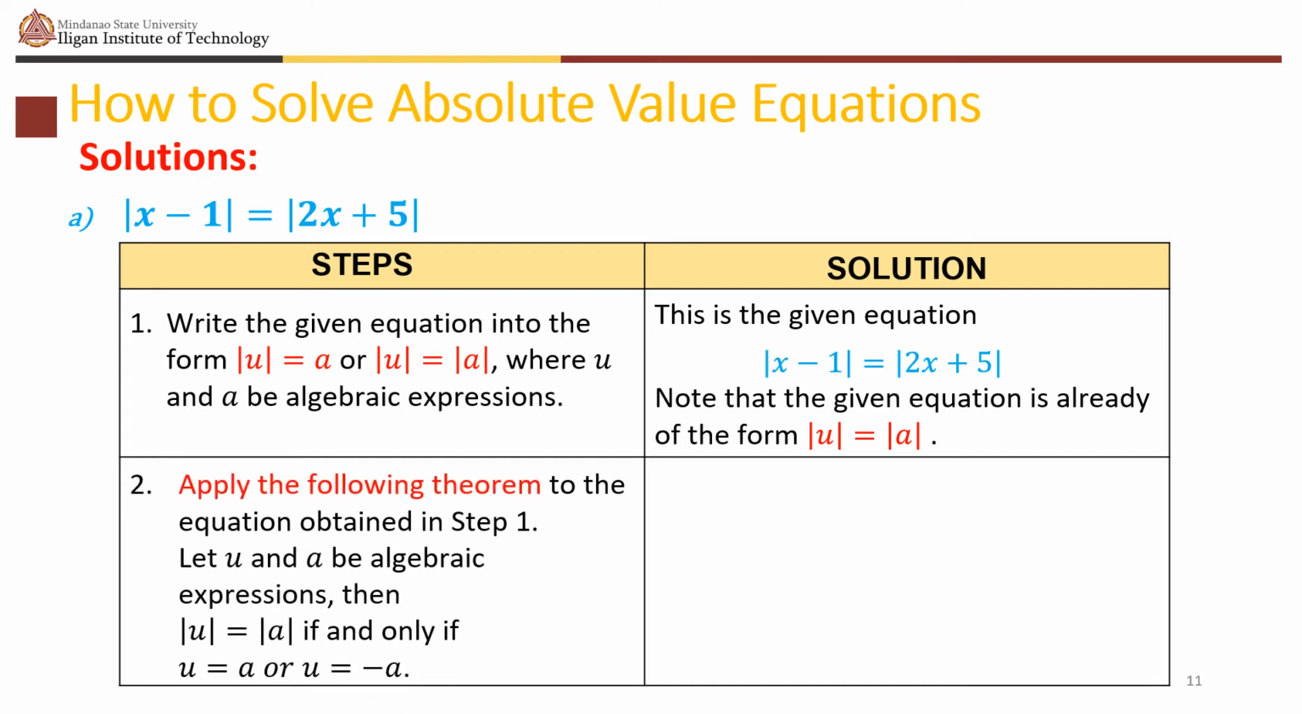Apply the following theorem to the equation obtained in step 1. So you now have the absolute value of u is equal to the absolute value of a if and only if u is equal to a, we remove the absolute value sign there, or u is equal to, again removing the absolute value sign, negative a. So u is equal to a or u is equal to negative a, as I defined earlier.